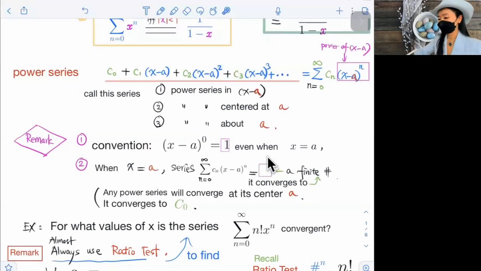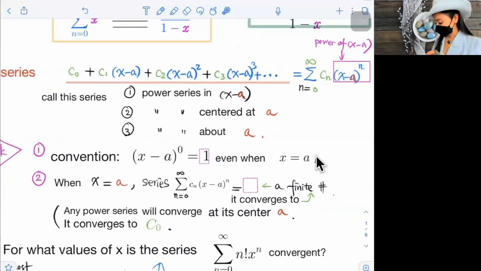We have a couple with mark here. This is the first, and the second one over here is when x equals a. What does this power series equal to?